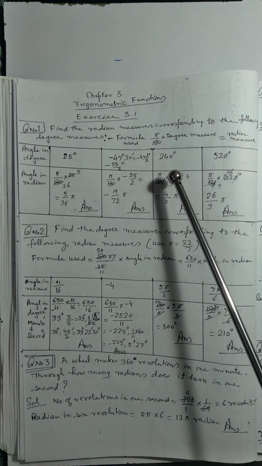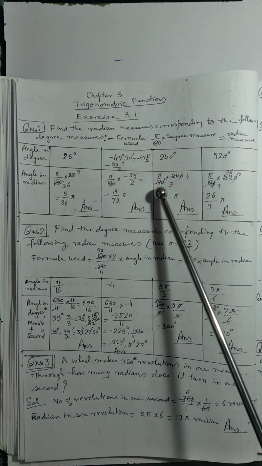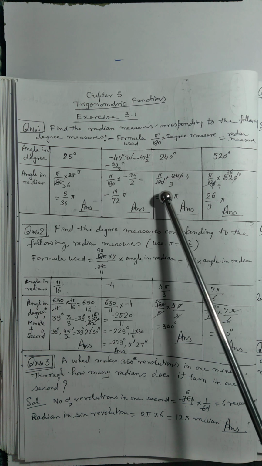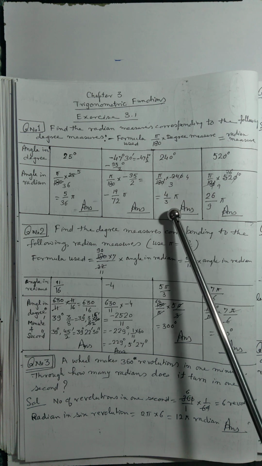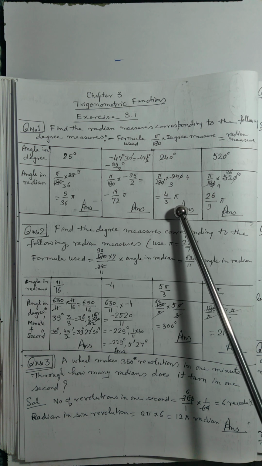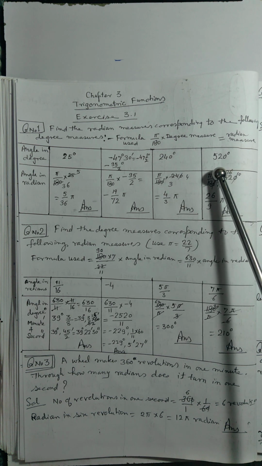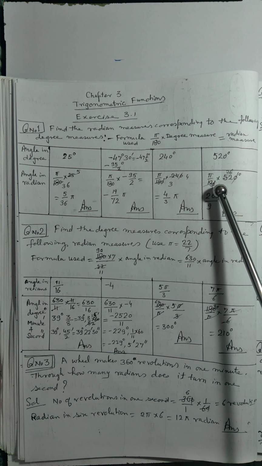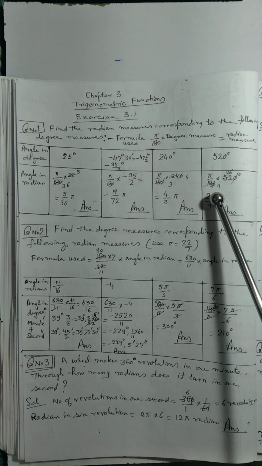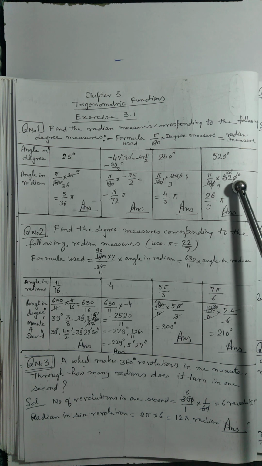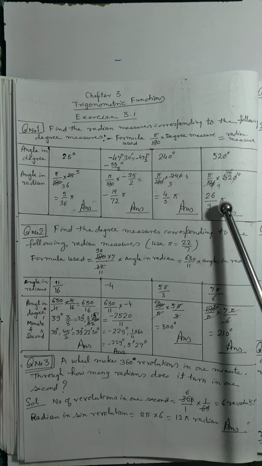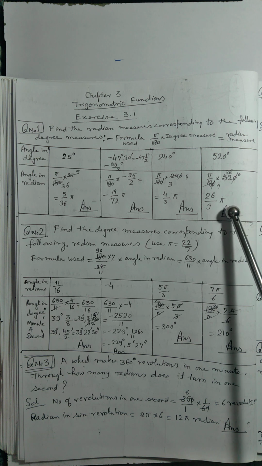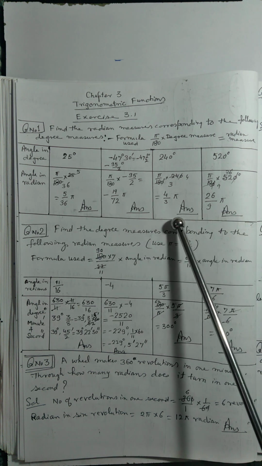Next is 240 degree, π/180 into 240, that will be equal to 4/3 pi. Next question is 520 degree. So again you just apply π/180 into 520. Further you solve it, you will get 26/9 pi. And these are the answer of question number 1.